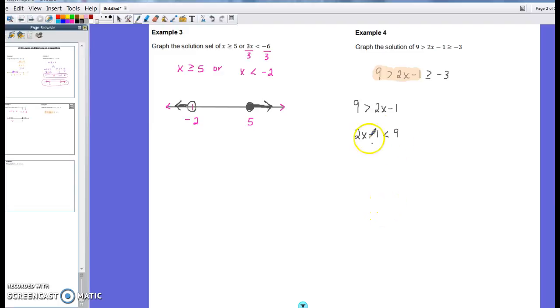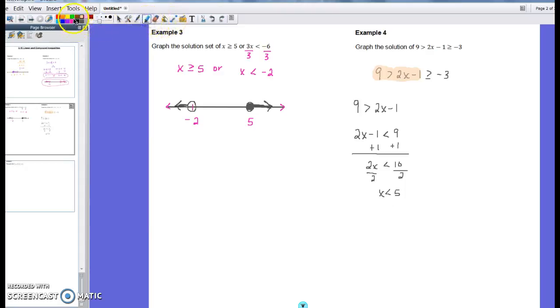Okay, let me go ahead and solve that, right? I'm going to add 1 to both sides. And that leaves me with 2x is less than 10. If I divide both sides by 2, I get x is less than 5. So that's part of it.